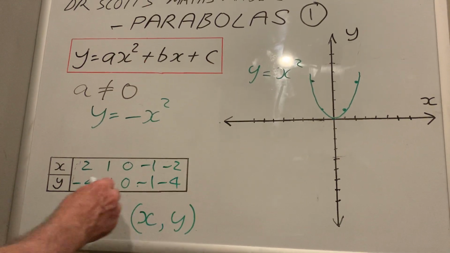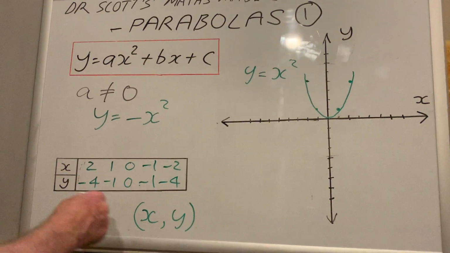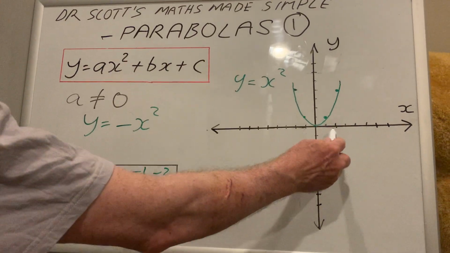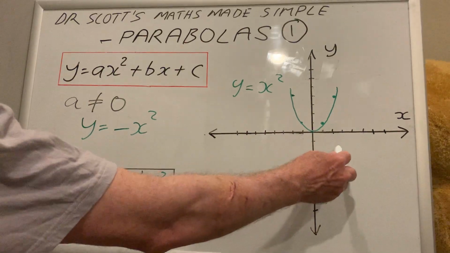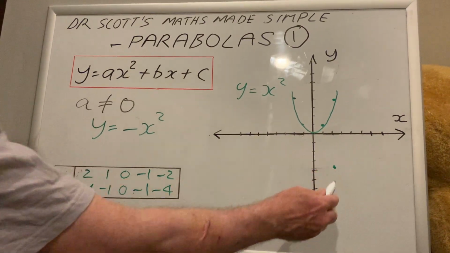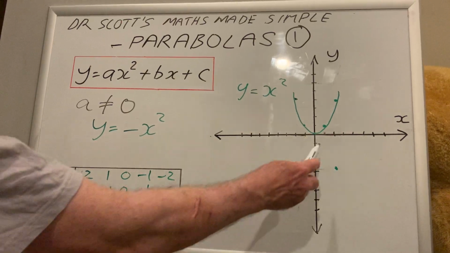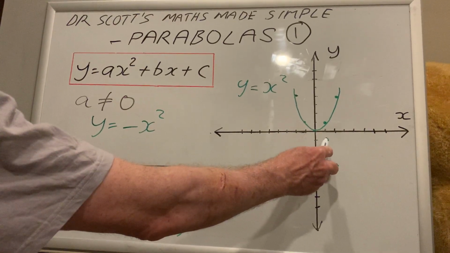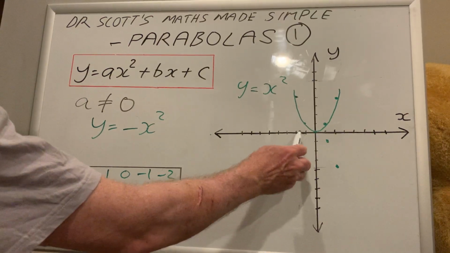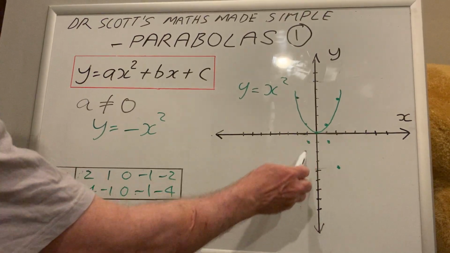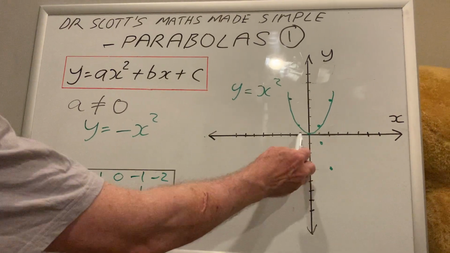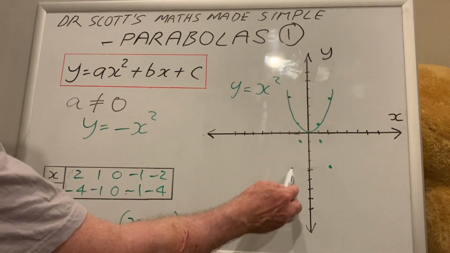So if we graph these 5 values, the first one is 2, negative 4, so it's 2 along the x-axis, and down here in the negative area of the y-axis. That's 2, negative 4, 1, negative 1, 0, 0 again, negative 1, it's there, and the final one is negative 2, negative 4, that's here.